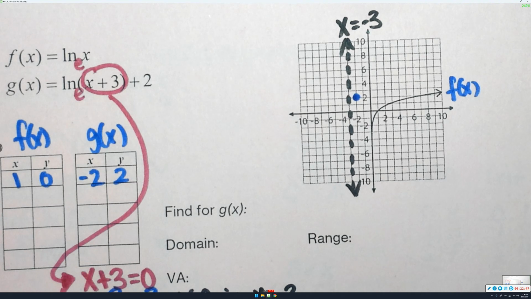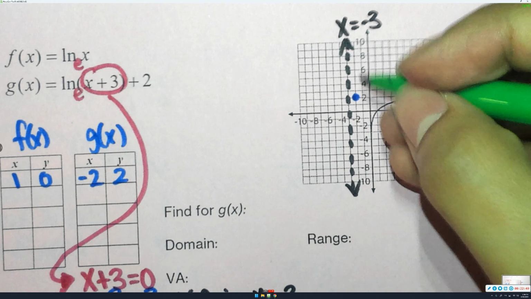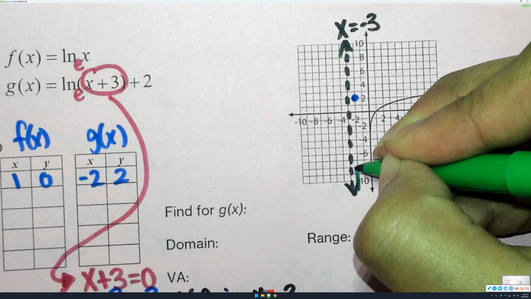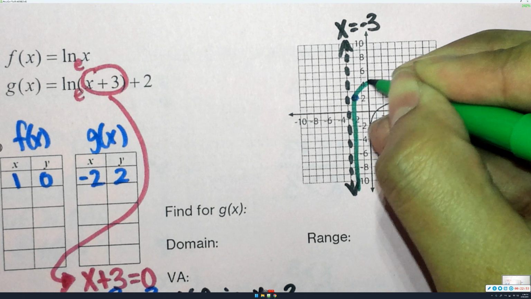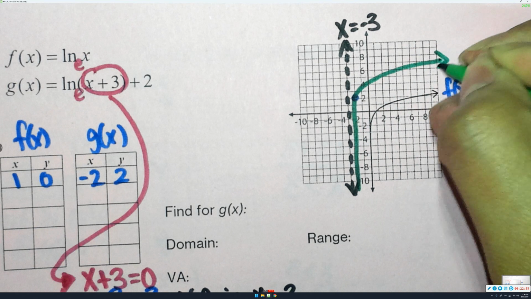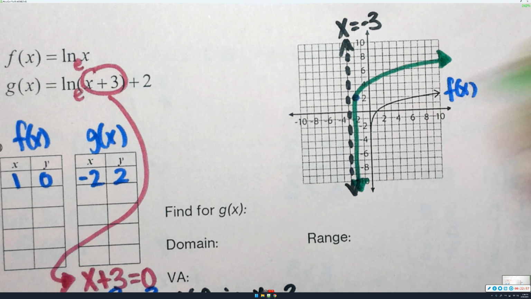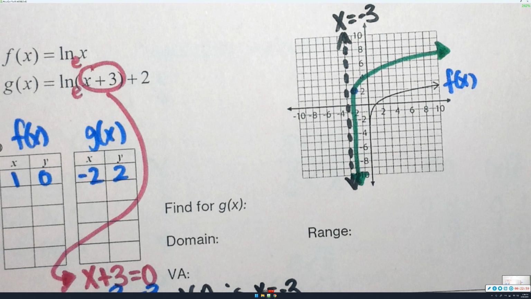Then I will connect this point with the following sketch for this graph. It doesn't have to look perfect, but this is how the sketch is going to look like. Not perfect, but a good idea of what's going on.